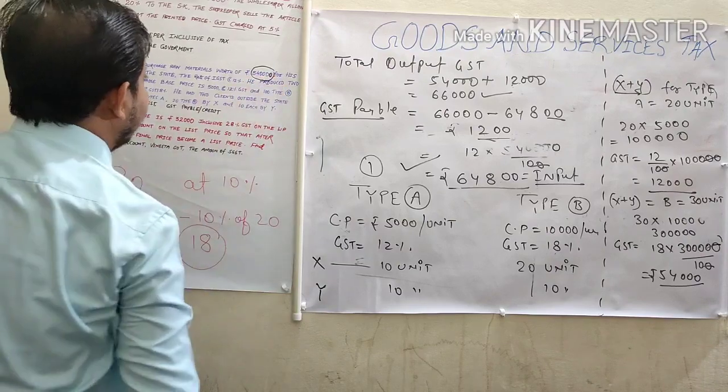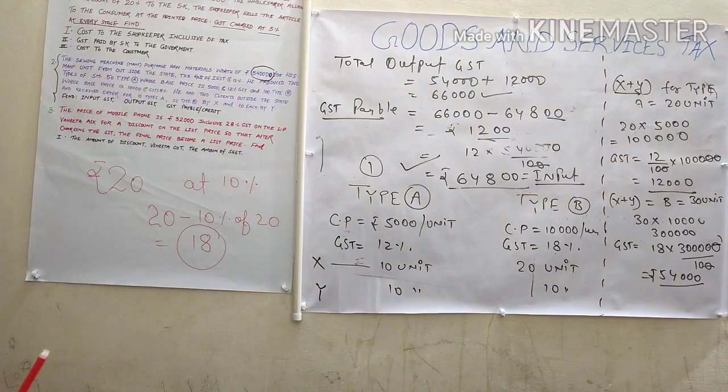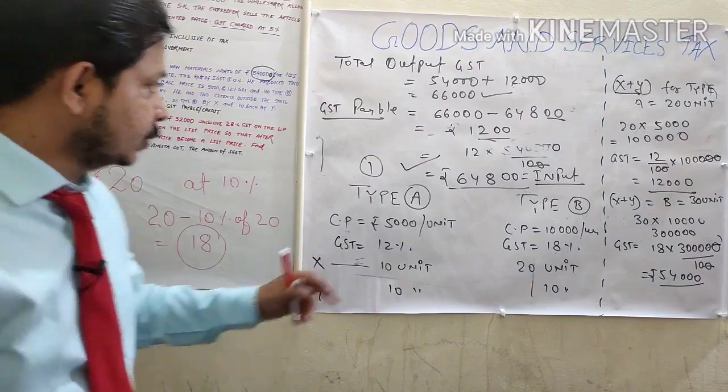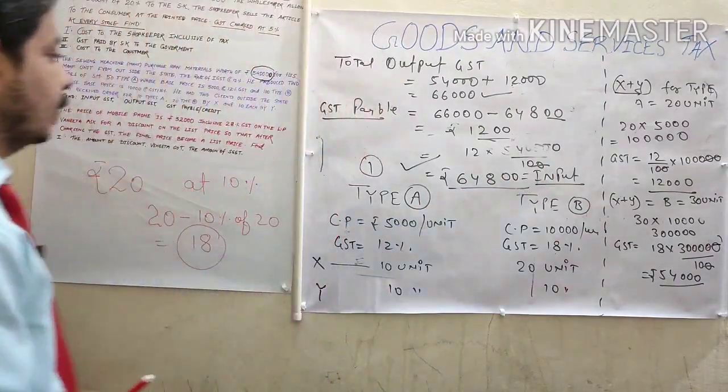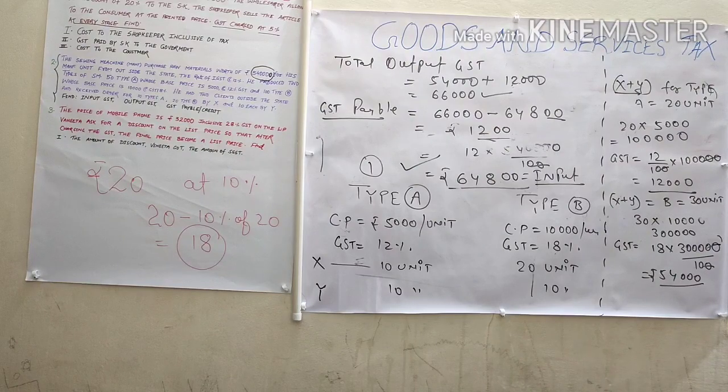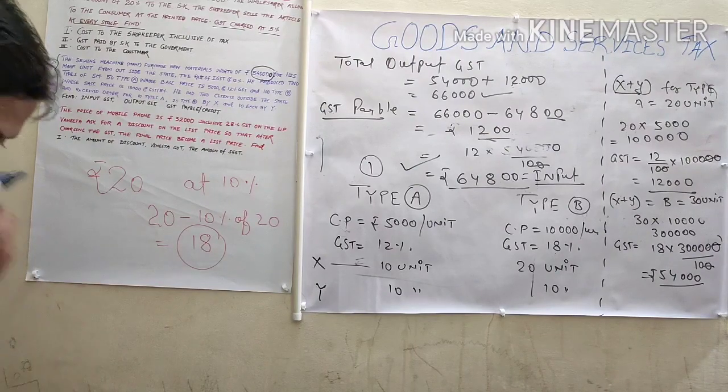This is your 5,40,000 for his manufactured unit from outside the state, and GST 12%. So GST 12% on 5,40,000 is 64,800. This is your second question. Now the third question.